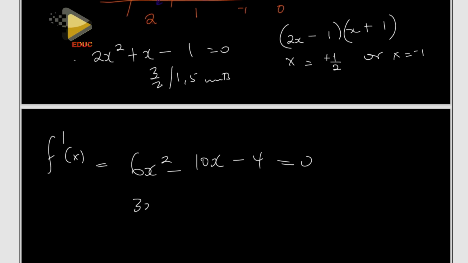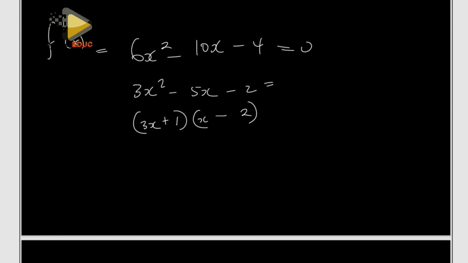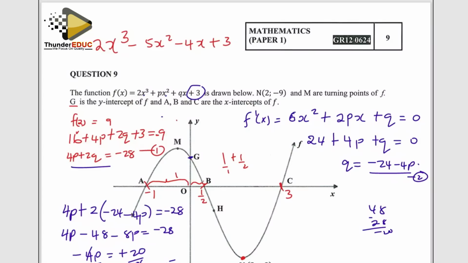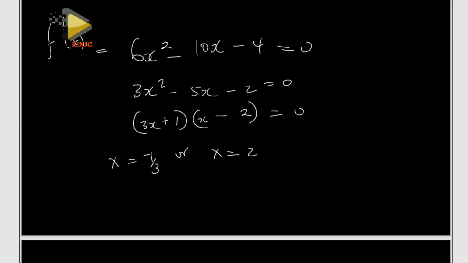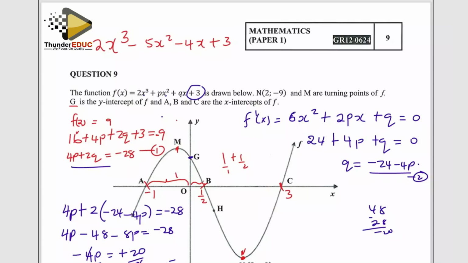Divide through by 2, I have 3x squared minus 5x minus 2. I can factor this out, 3x and x. I can have a 2 there and a 1. Make this a minus and a plus. Let's see. Does it give us the same thing? Most probably. So x is -1/3, or x is going to be 2. Now, since M is on the left-hand side, we already have this as 2, which confirms our answer. So the x value of M is -1/3.